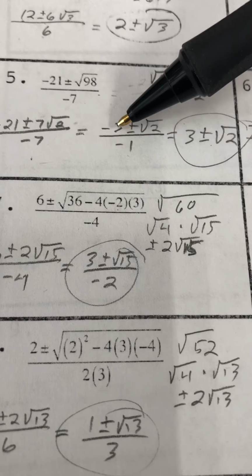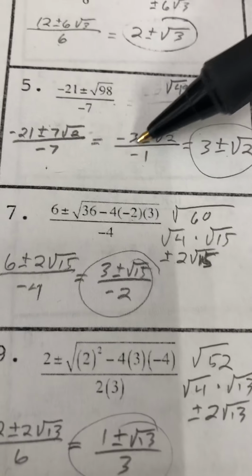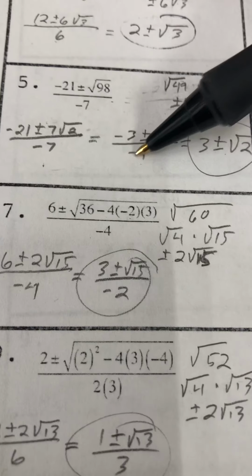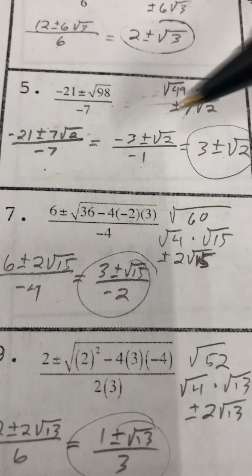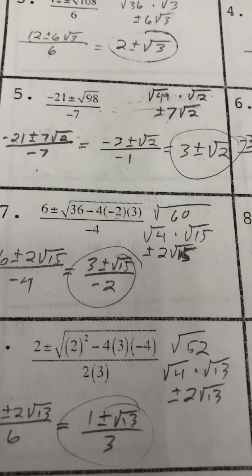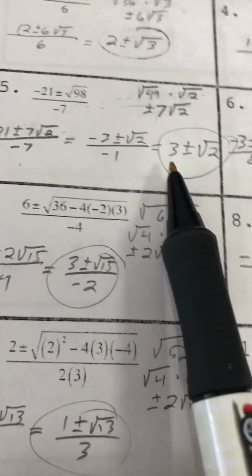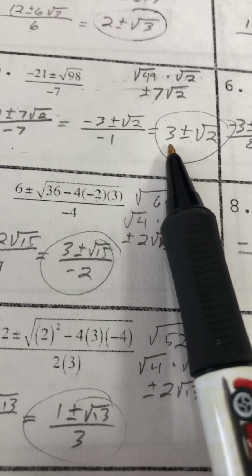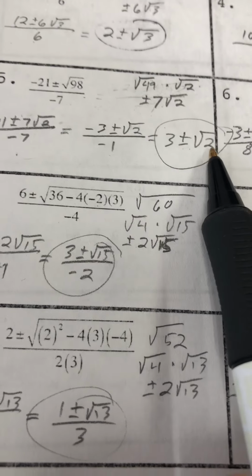And so I divide it by 7, and I get negative 3, and I get a negative 1 down here. I could have divided by a negative 1 and skipped this step and just went straight to this, but with the student I was working with, we just divided by 7. So I'm left with, finally, in the end, 3 plus or minus square root of 2.